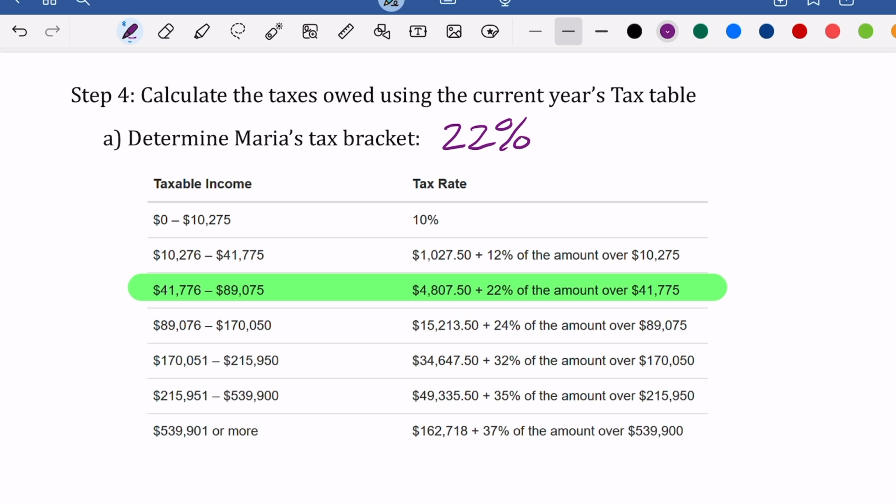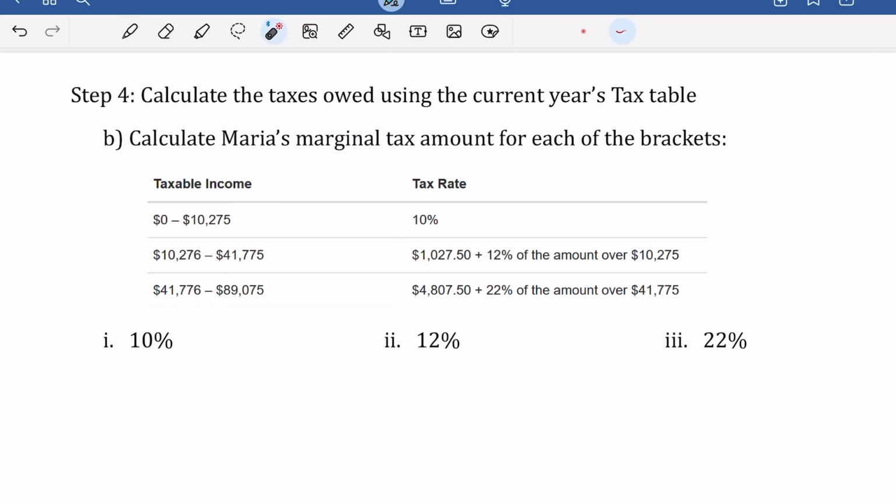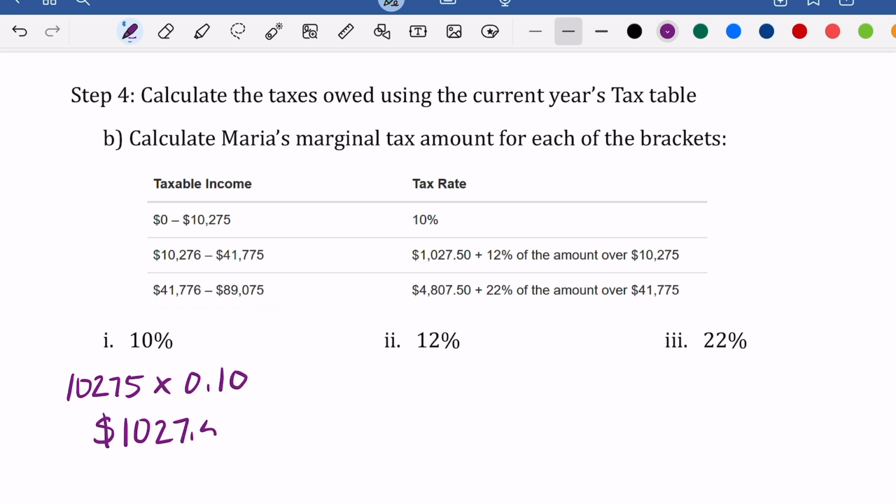However, she's not going to pay 22% of the entire taxable amount. She's going to pay it based on these brackets. We will spend a little bit more time in class looking at what these brackets mean and getting a deeper understanding of how this works, but we'll look at just the numbers and the math on how this works today. So we'll start with the first bracket, which is the 10% bracket. Any amount up to $10,275 is taxed at a 10% rate. So we'll multiply that by 10% and get $1,027.50.